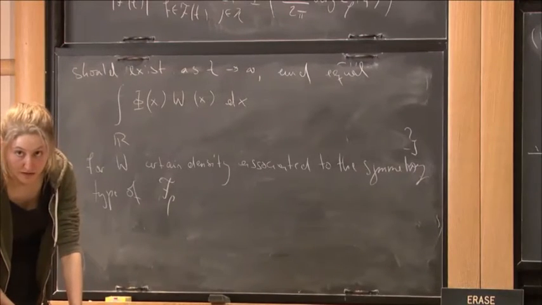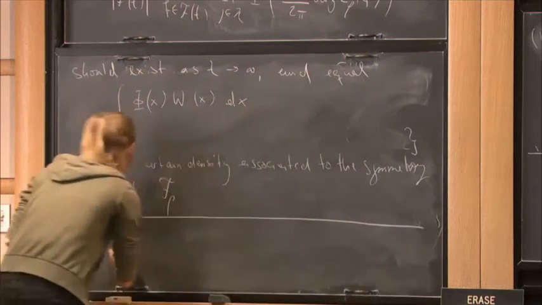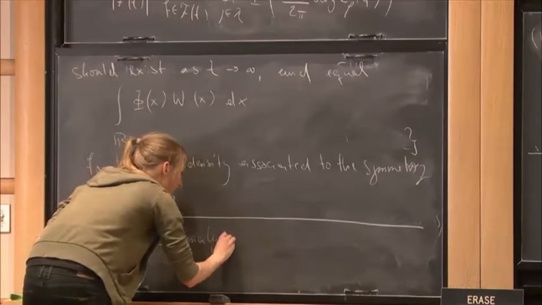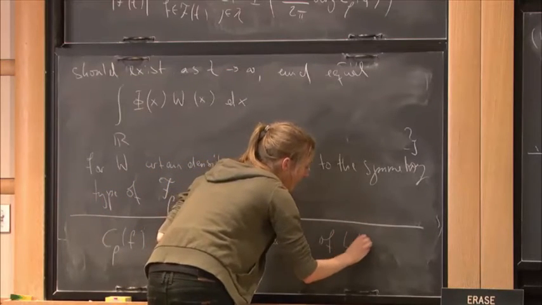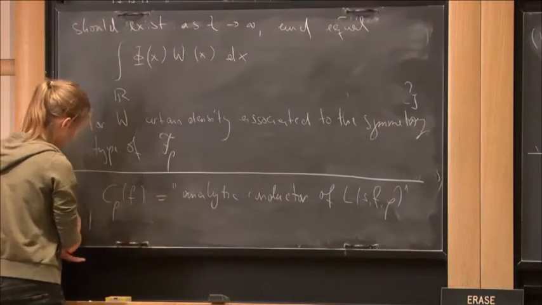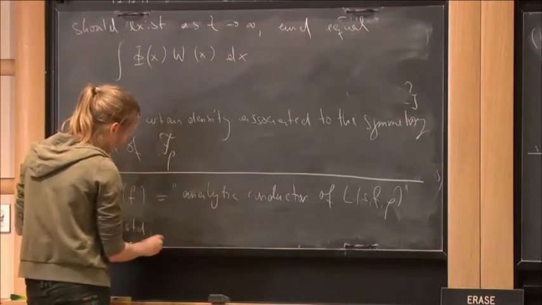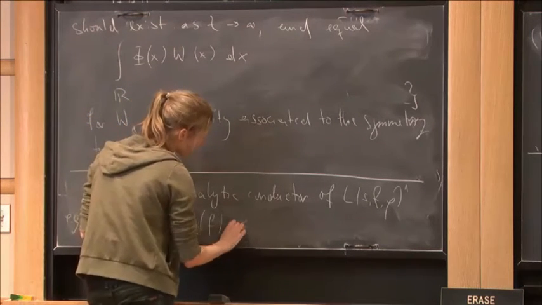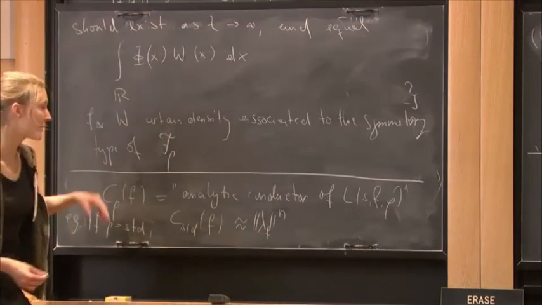Remind me what C_rho of F is. Oh, I'm sorry. Yeah, so C_rho, I don't want to define it, but C_rho of F is the analytic conductor of L(s, F, rho). And so I don't want to define it, but if rho is just a standard representation, then this is about the size of the norm of the infinitesimal character to the n. So something like this.